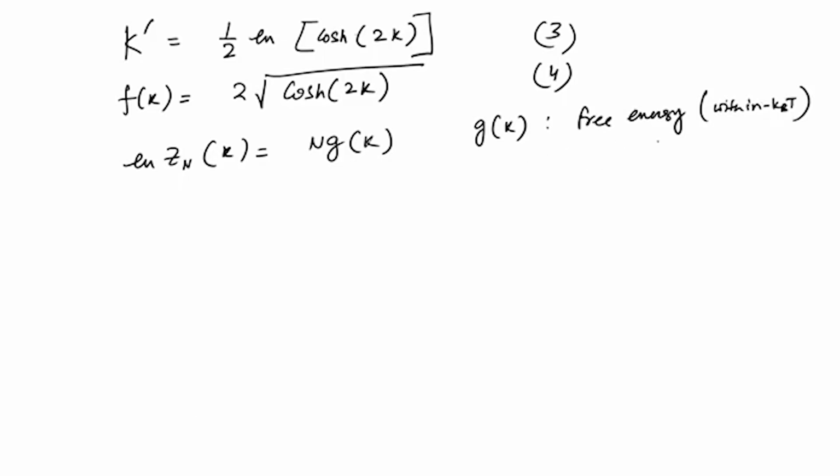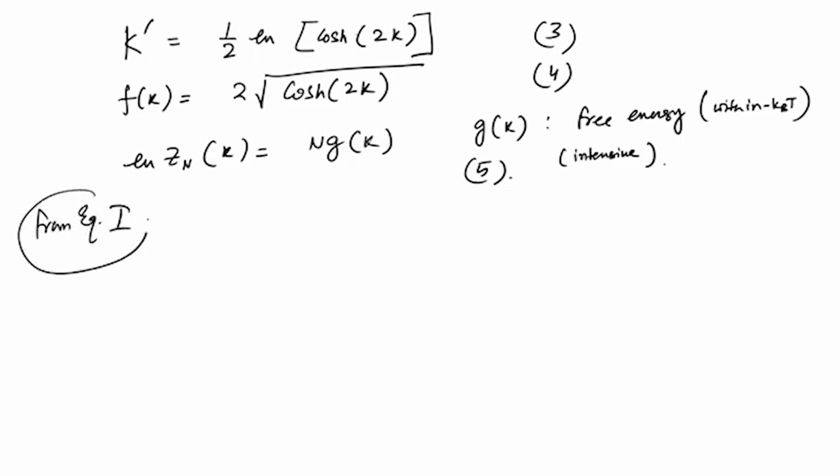Now, g(k), the free energy, is of course an extensive quantity, but since N is there, g(k) is an intensive quantity. That is, it does not change as you change the number of particles, volume, etc. So, let us write this down as equation 5, and hence we can go to this equation 1, this capital 1 that we have written.